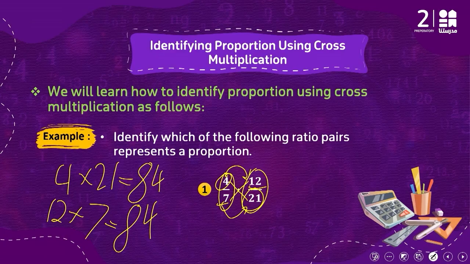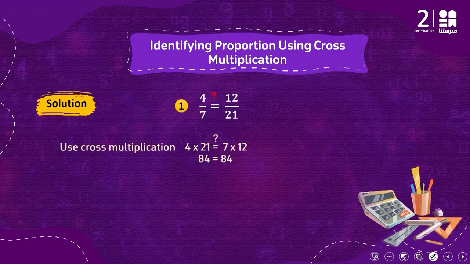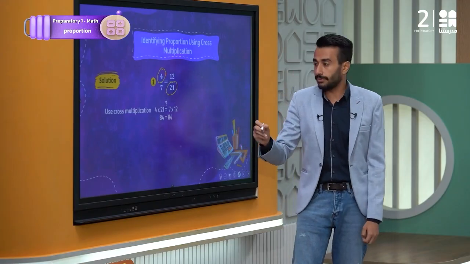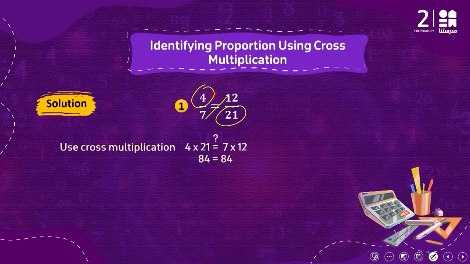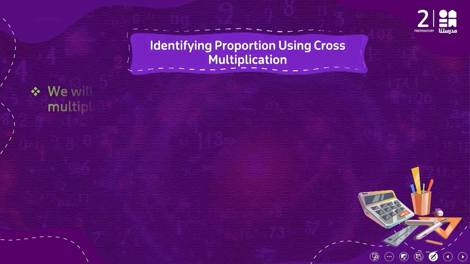By the way, don't forget that these two numbers, the first one and the last one, are called extremes, and the two in between are called means. So let's find again the way of solving this question. You multiply 4 by 21, which are the extremes, and then multiply 12 by 7, which are called means, and they are equal. The product here is 84, the product here is 84. So for sure they are proportional.